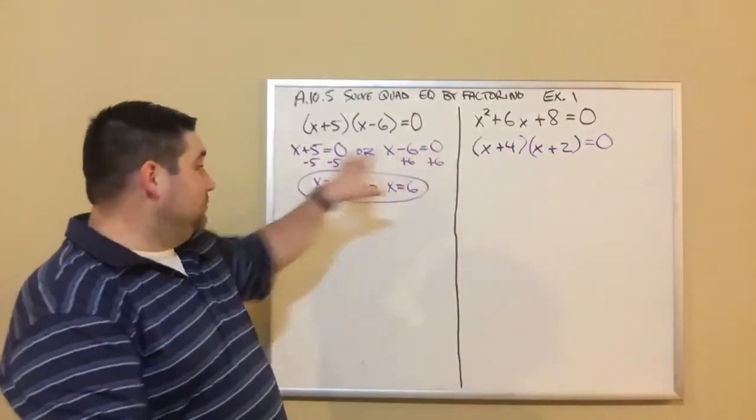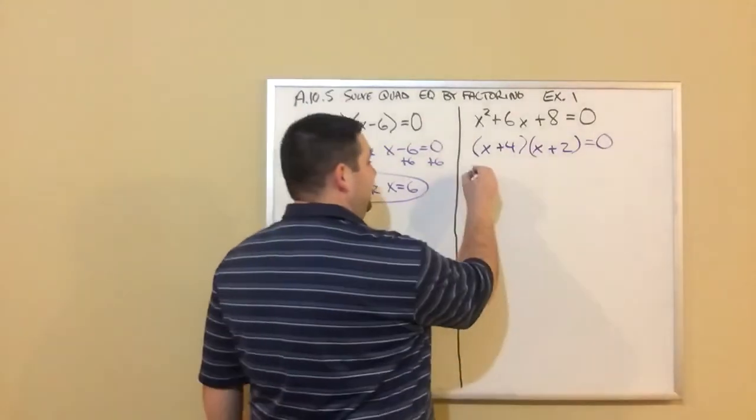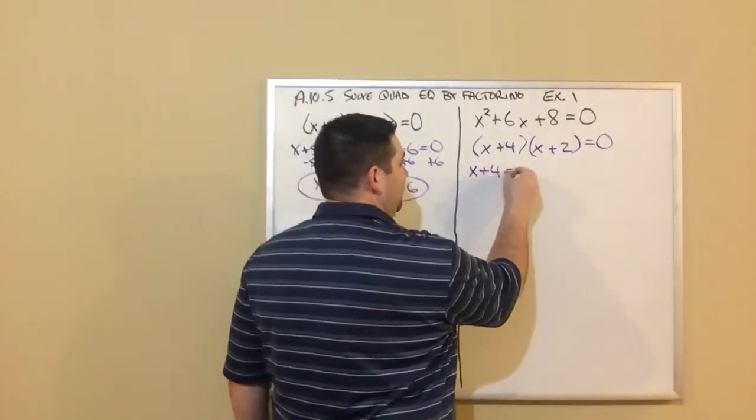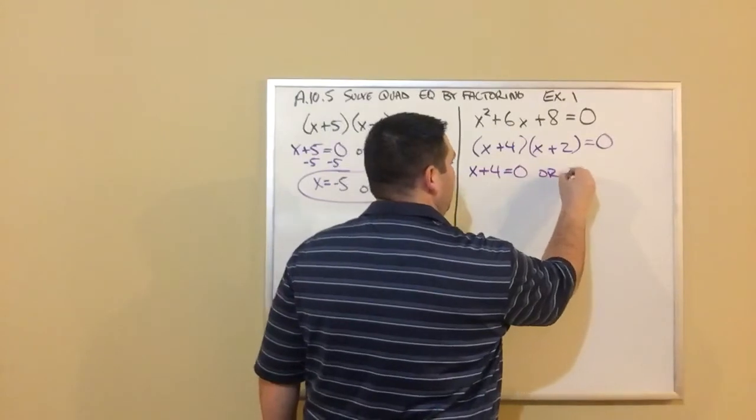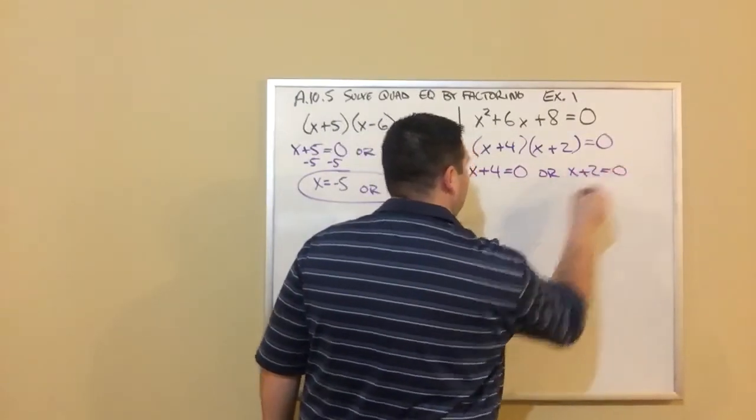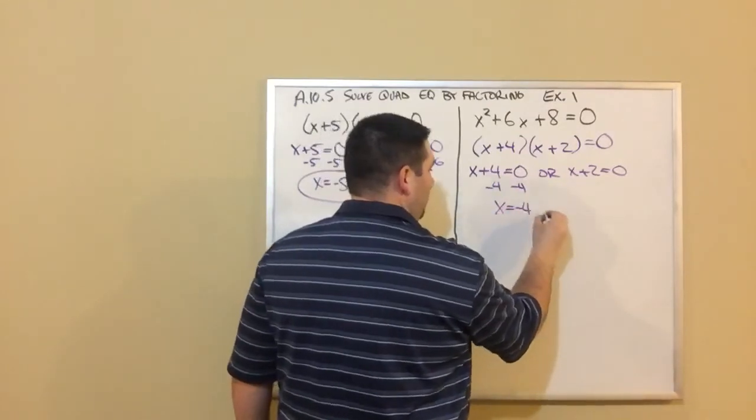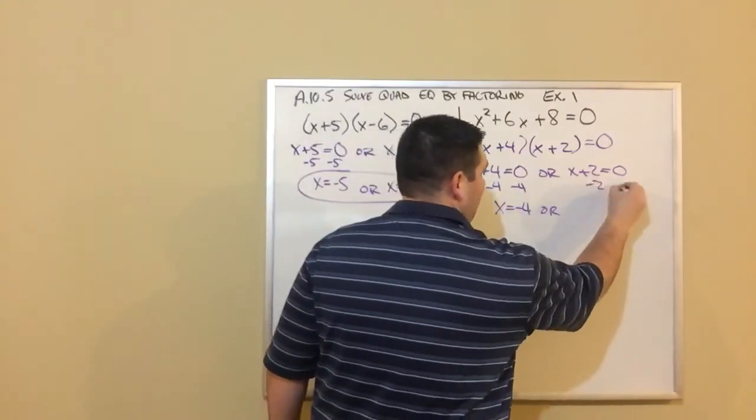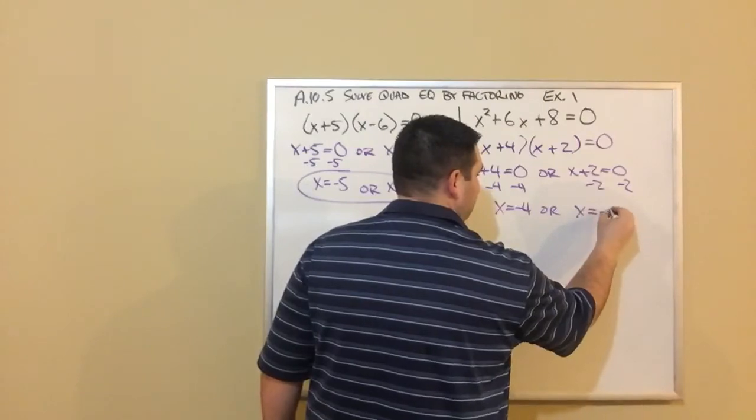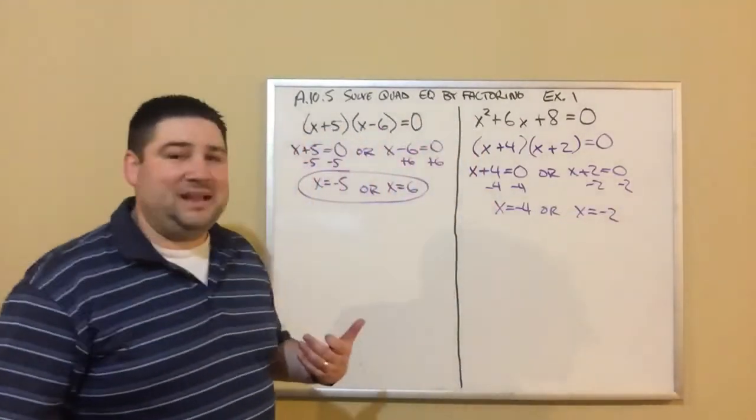So now we just move on to what we did in this problem. I split it into 2. So either x plus 4 equals 0 or x plus 2 equals 0. Solve the first one. We get x equals negative 4. Solve the second one. Subtract 2. We get x equals negative 2. And that is our answer.